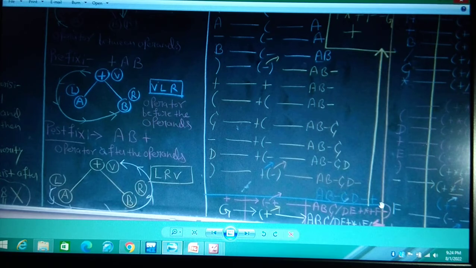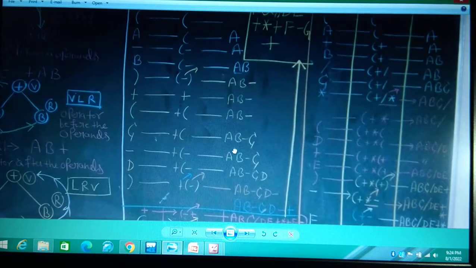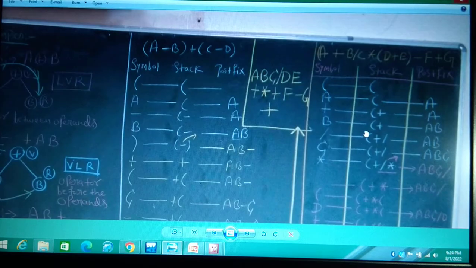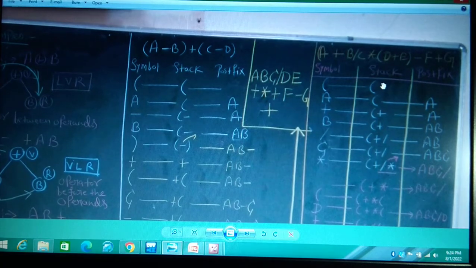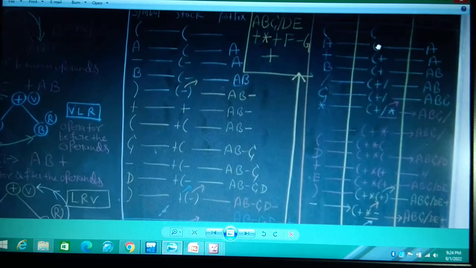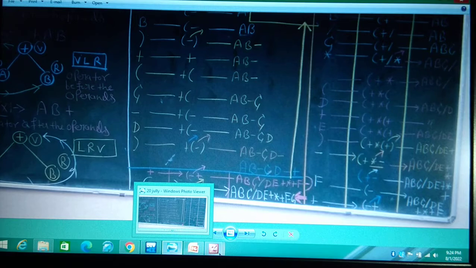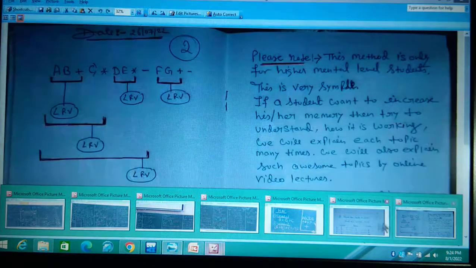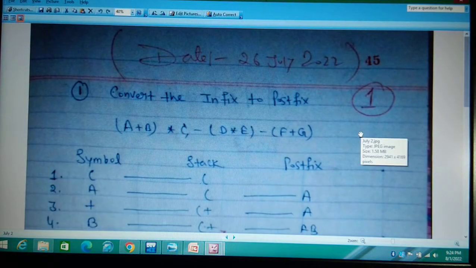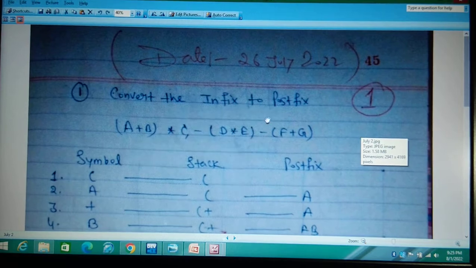I think that you understand. Suppose you do not understand, maybe it is possible. So this is the best example, the last one. Maybe it is visible and you can understand it. If you are not able to understand, I will solve another question. This is the best question, I will explain it here.